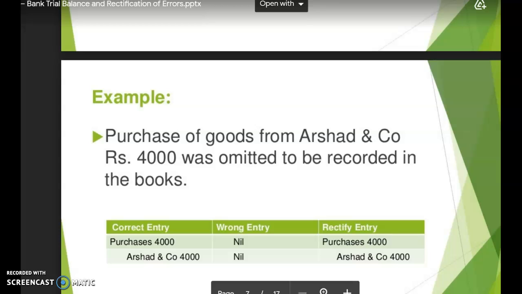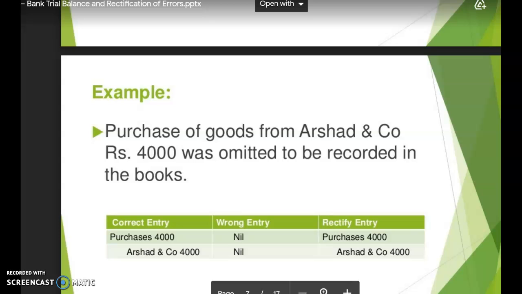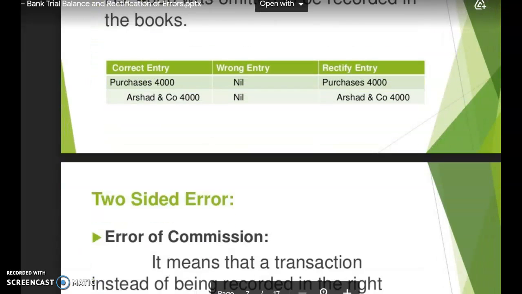This is an example of fully omitted errors. How will it be recorded? First the correct entry, then the wrong entry if any is recorded, and then the rectified entry. Here in this particular example, there is no wrong entry. The correct entry has not been recorded in the books of account. So we will record the rectify entry as purchases account debit to Arshad and Company.